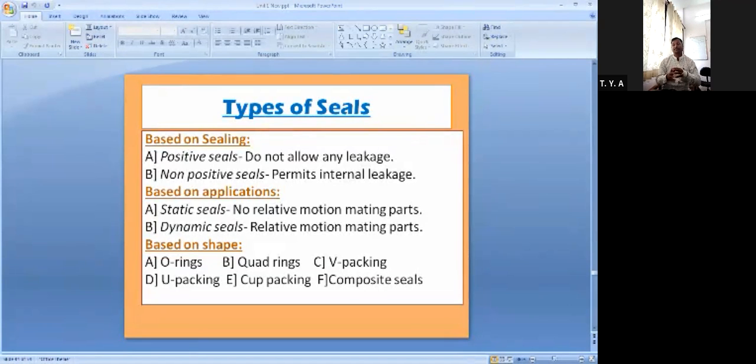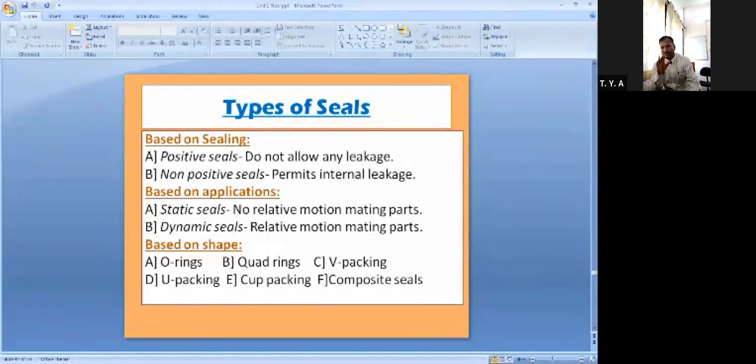Dynamic seals are assembled between two mating parts that move relative to each other. So for that application, you can use the dynamic seal.